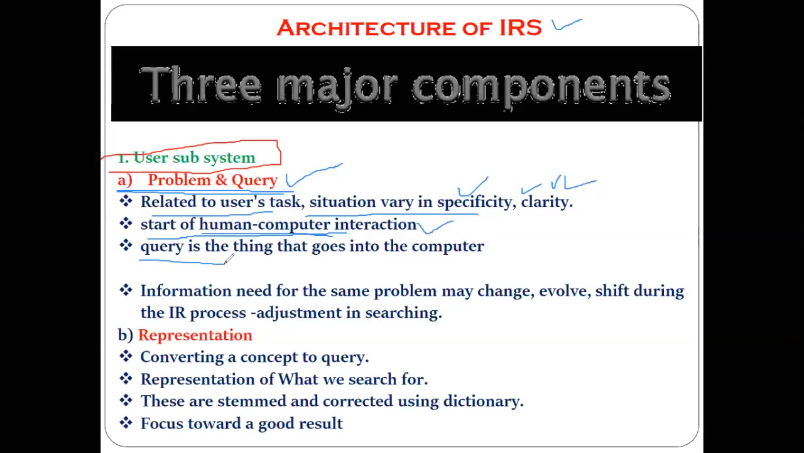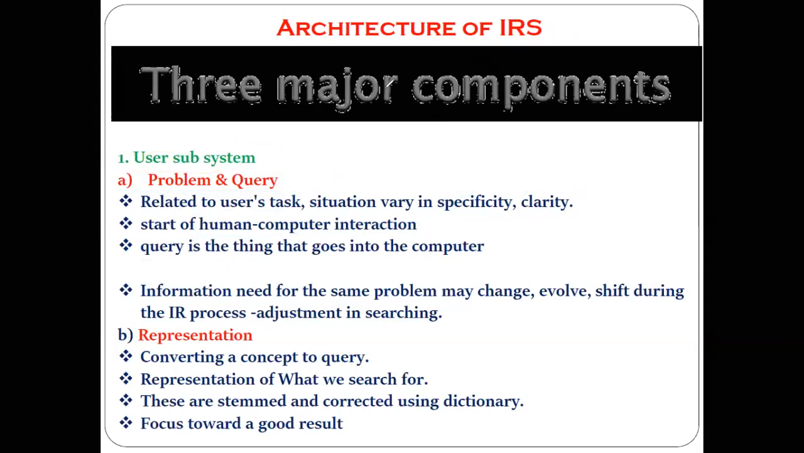That problem or query is what goes into the computer system. You can also change your query or your statement, and make adjustments related to the searching. That is nothing but the first component, the problem and the query. When the user asks some query or problem on the search engine, that is considered the first component of the user subsystem. That is a part of the architecture of the IRS.